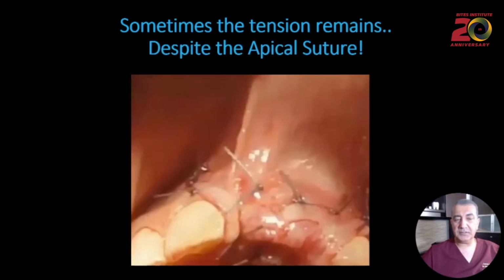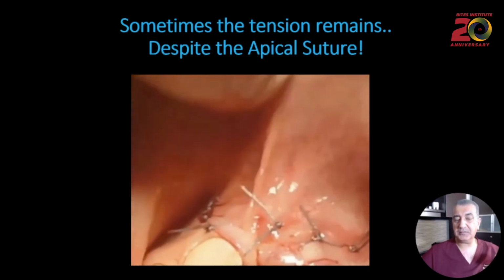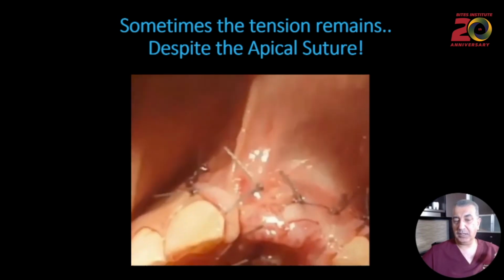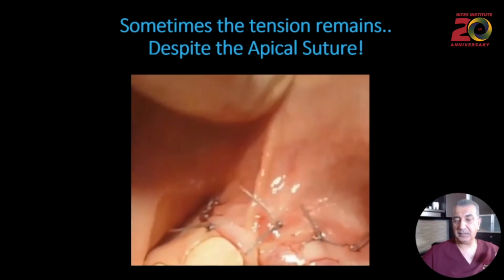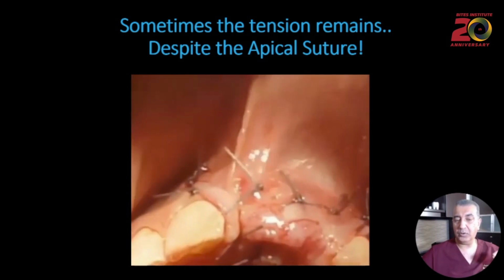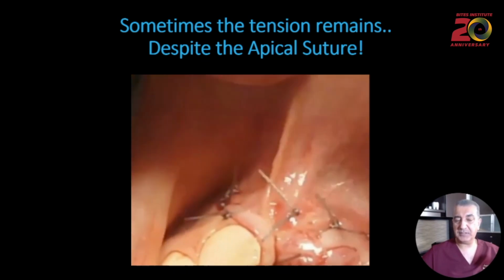Sometimes, even though we did everything right, the tension remains even after the apical suture, as we can see in this video. We test simply by pulling on the lip or on the cheek after the suture, and there is still tension and probably mobility.